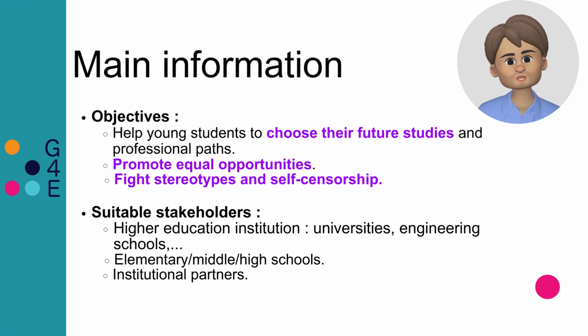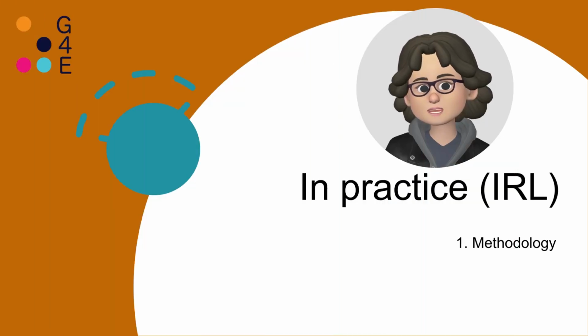Such projects should ideally involve three types of stakeholders: higher education institutions like universities and engineering schools, through students, teachers, researchers, and technical staff as mentors. On the other side, elementary, middle, and high schools represented by educators, teachers, and students. And finally, institutional partners for financial support and a well-defined framework. We are now going to have a more precise look at the different steps needed to achieve these goals.